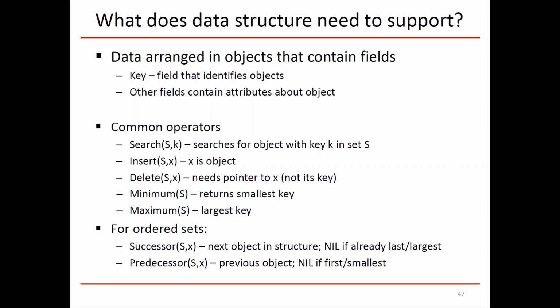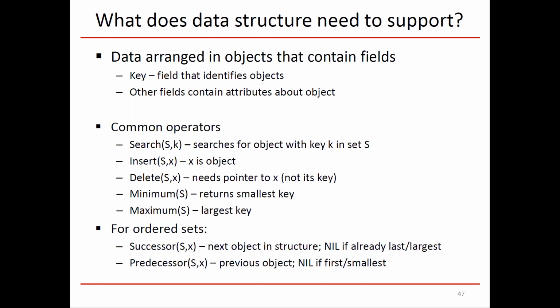Other fields could contain attributes about objects. So again, the example of a bank where these objects are customers, the key is the bank account number, and the other fields could be first name, last name, date that you opened the account, date that you had the last transaction, amount of money in your account, and so on.